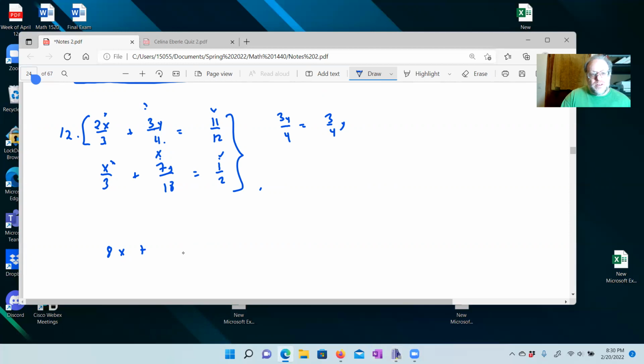Okay, plus 12 goes into 4 three times. That's going to be 9. So we have 9y, and then 12 times 11/12 is just going to give us 11.